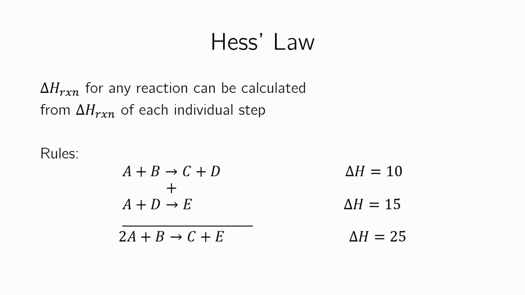And so let's talk about Hess's law now. Hess's law simply states that if I don't know the delta H of reaction for any random reaction, but I do happen to know the delta H of reaction for each individual step, I can add them up.